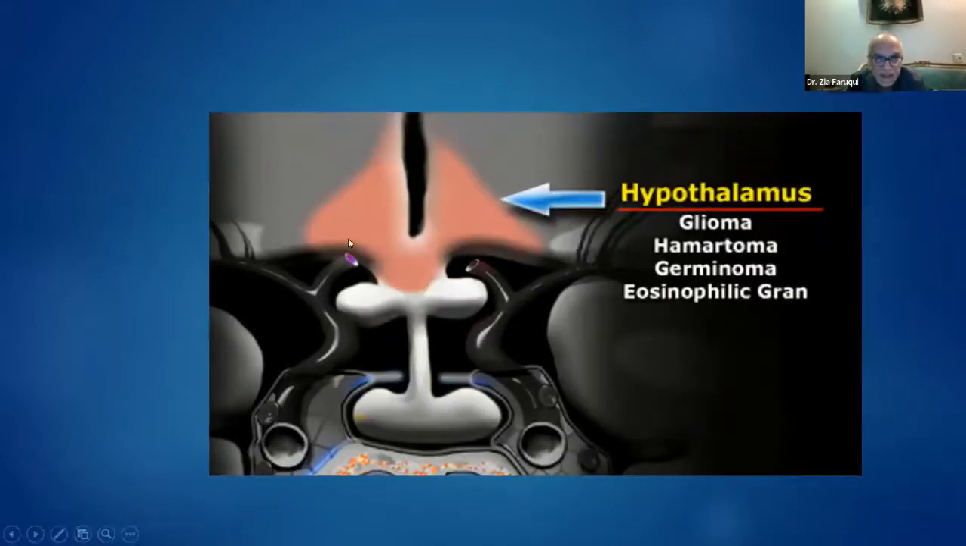Then, as I said, the hypothalamus is the area around the third ventricle. This is the third ventricle in the midline. This is above the optic chiasm. And this, again, as I said, is an extremely important structure. You can have gliomas here in adults. You can have hamartomas in children. And again, germinomas and eosinophilic granulomas are also typically seen in children.